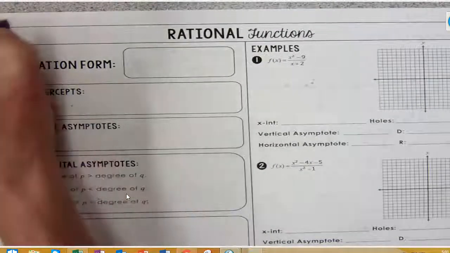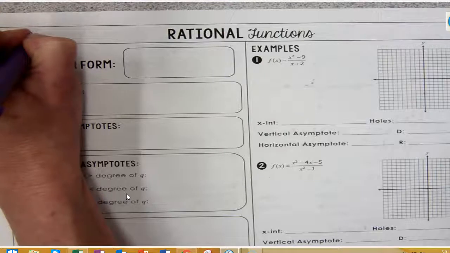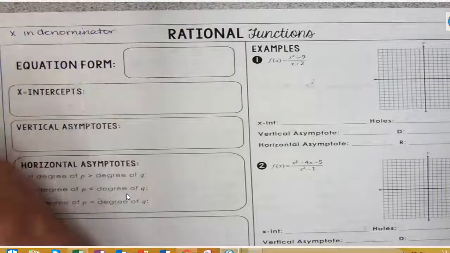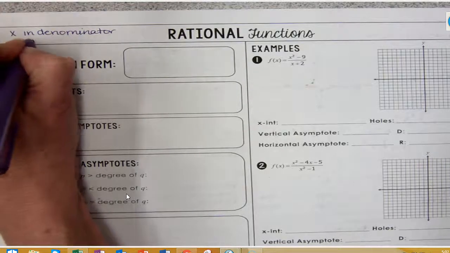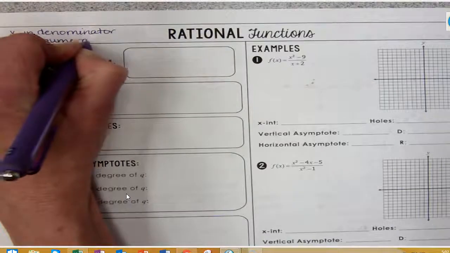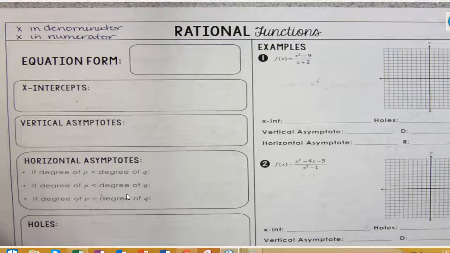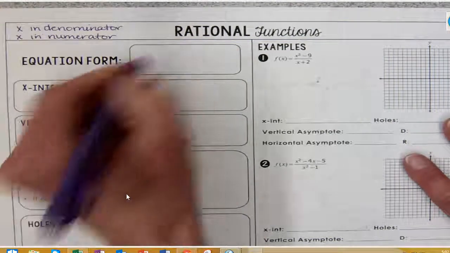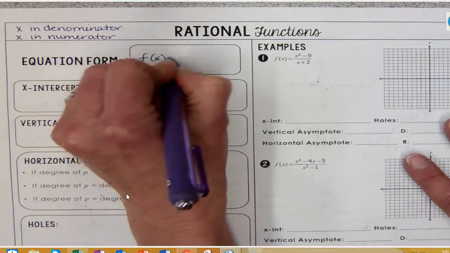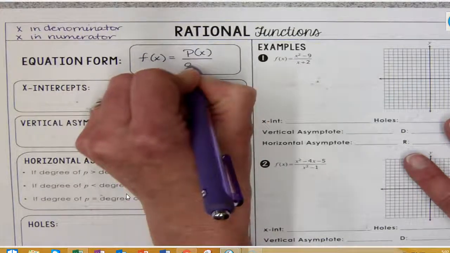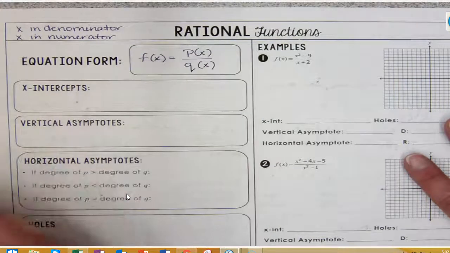Now when we talk about rational functions, we're talking about where we have an x in the denominator but there's also an x in the numerator. I should have put that in the opposite order, but basically an x in both the numerator and the denominator. So our form looks like f of x equals p of x divided by q of x.